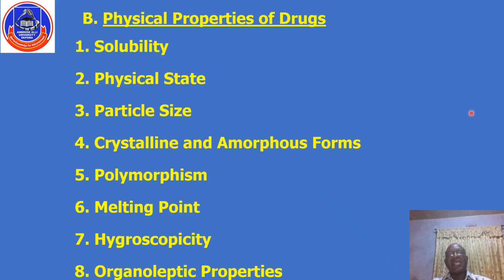Now, let's look at the physical properties of drugs. Drug physical properties refer to the observable and measurable features that influence formulation and absorption. These are solubility, physical state, particle size, crystalline and amorphous forms, polymorphism, melting point, hygroscopicity, and organoleptic properties.